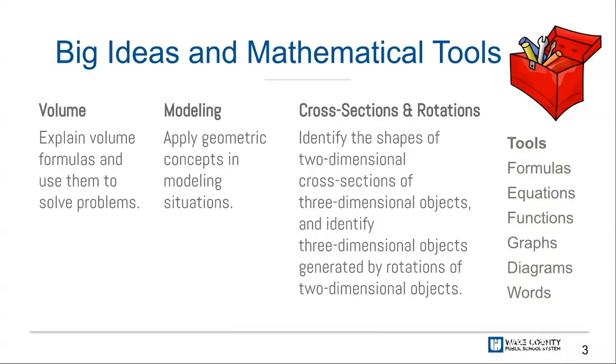The big ideas for this unit include volume, modeling, and cross-sections and rotations. Students will explain volume formulas of single and composite figures and use them to solve problems. They will use geometric and algebraic concepts to solve problems in modeling situations, use geometric shapes, their measurements, and their properties to model real-life objects, use geometric formulas and algebraic functions to model relationships, apply concepts of density based on area and volume, and apply geometric concepts to solve design and optimization problems.